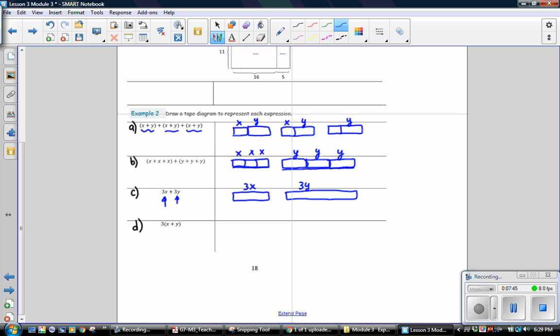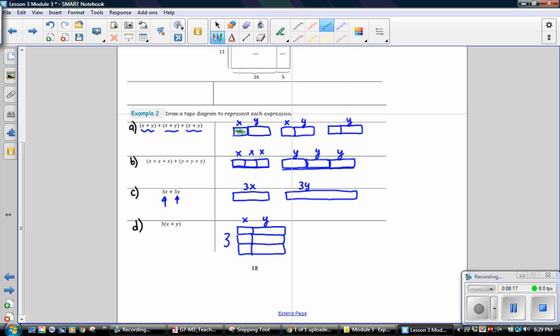Next, 3 times the quantity x plus y. X is this length, and y is this length. So we want 3 groups of that, so we need 3 rows. And that's 3 times the quantity x plus y. Notice that all of these are equivalent expressions.